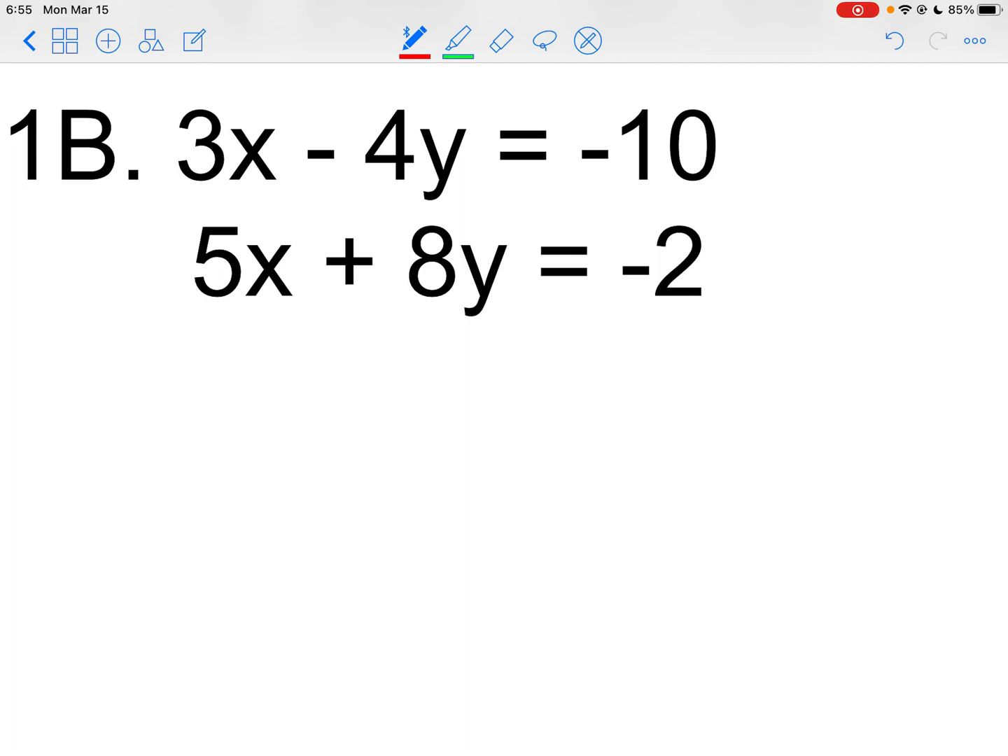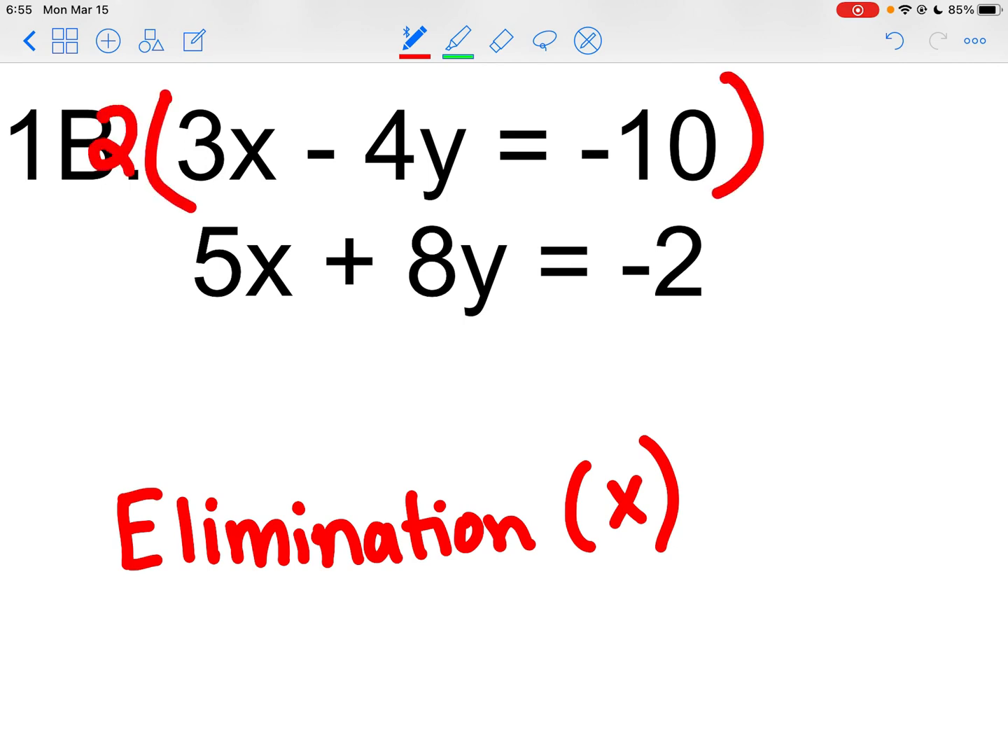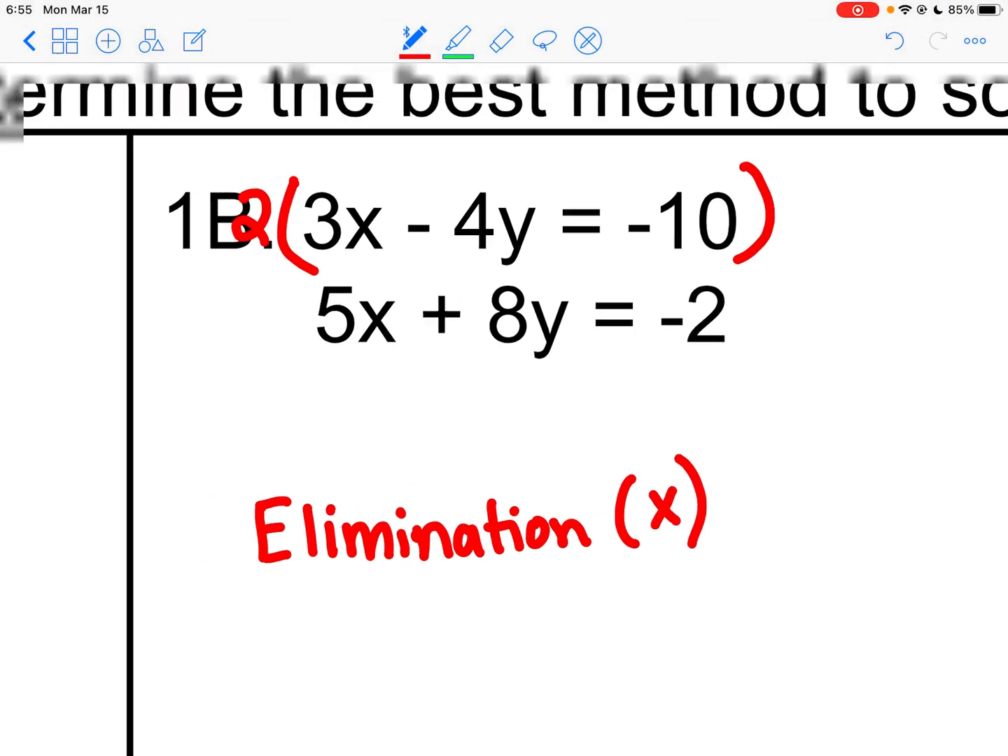All right, looking at this one, all the coefficients are different numbers. There's a 3 on one x and a 5 on the other, a 4 on one y and an 8 on the other. And none of them have a coefficient of 1. So the best method for this one would be elimination. And since the coefficients don't match yet, I'm going to be using multiplication. So one way I could do it is by multiplying everything on that first line by 2, and that would make both of my y's have an 8 in front. One would be negative and one would be positive.